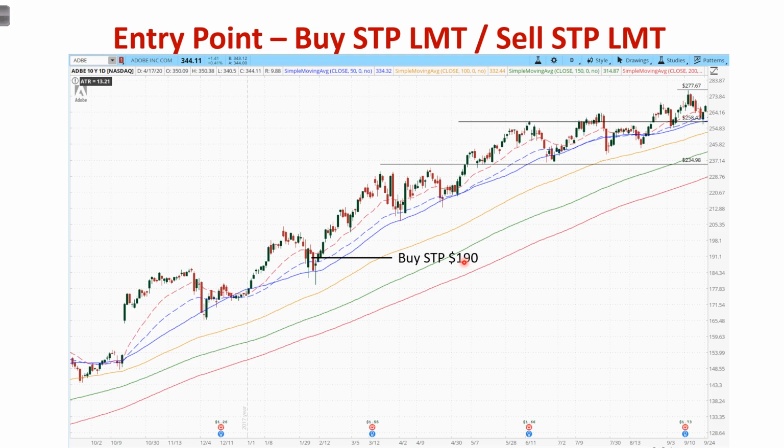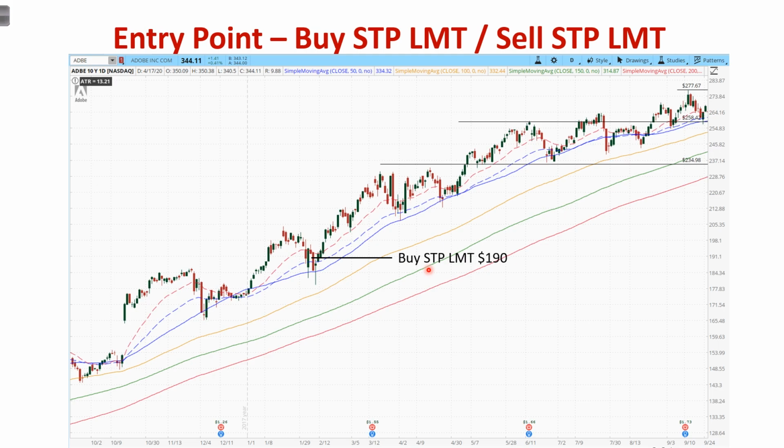So to overcome this risk, we are going to add another order here, and that is the limit order. For the limit order, you can set it a few cents above the stop order in order to give some leeway. But I prefer to just let it have the same price as a stop order for simplicity.